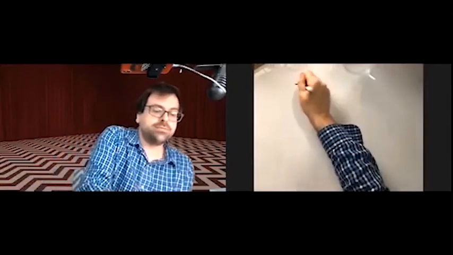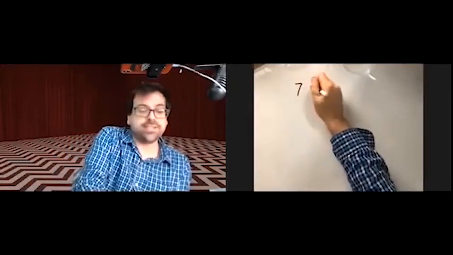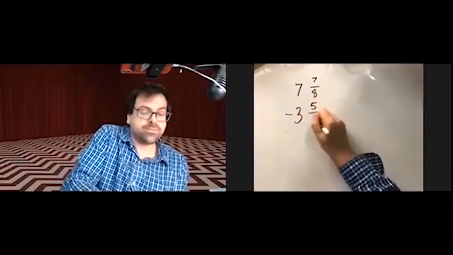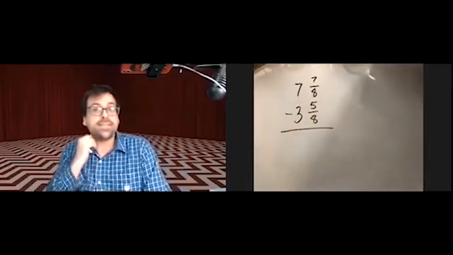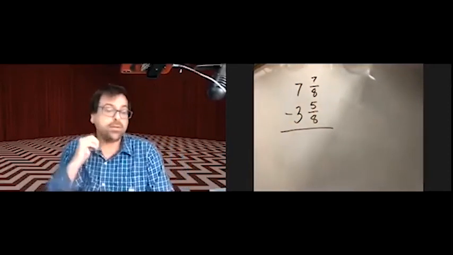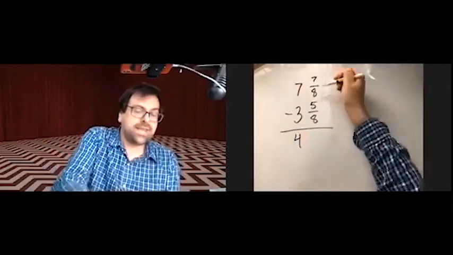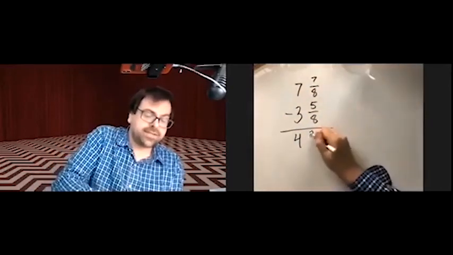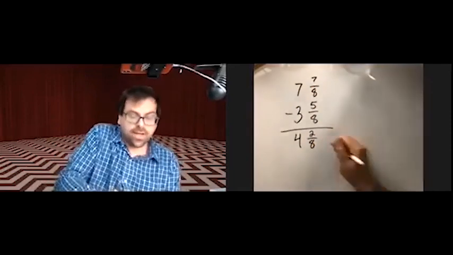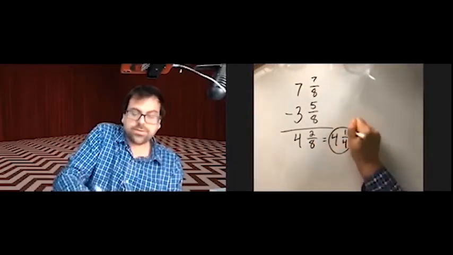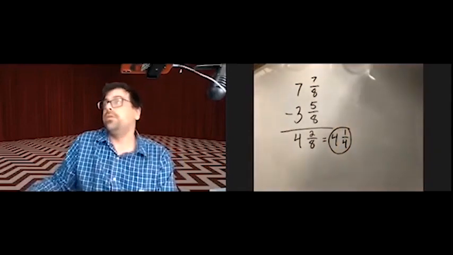How about subtraction? Same rules. 7 and 7/8 minus 3 and 5/8. We do the same thing, but we subtract this time, not add. 7 minus 3 is 4. 7/8 minus 5/8 is 2/8. And we can reduce 2/8 to 1/4. 4 and a 4th.